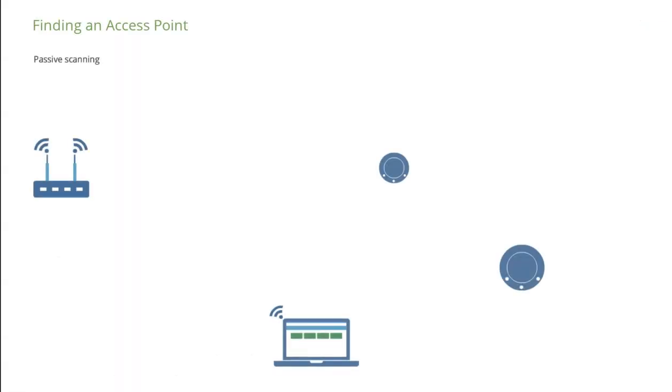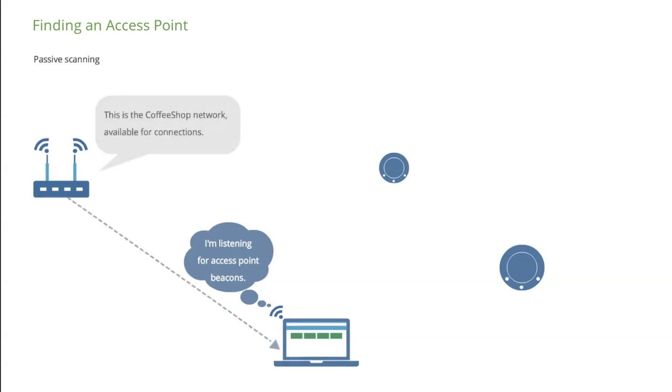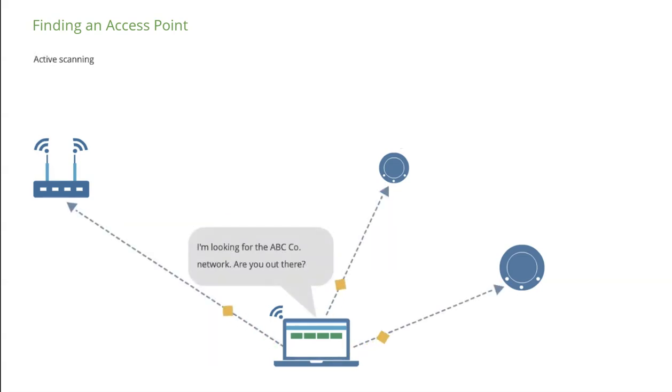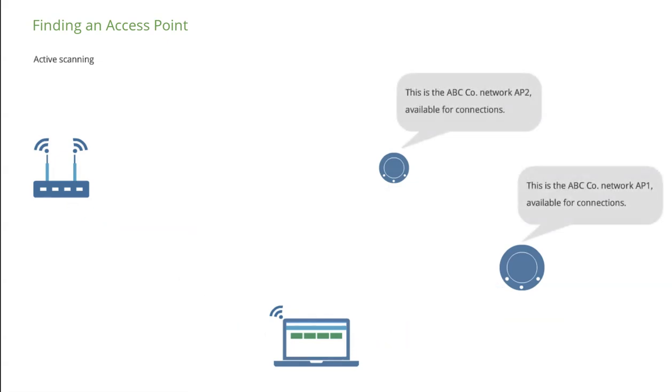Let's discuss how a client finds and associates to an access point in a WLAN. First, the client must find an access point to connect to. A client may locate an access point passively by just listening for access point beacons. Or this may occur actively by probing for a particular network. Any access point on the specified network will respond if it is available for connections. If multiple access points on the same network respond, the client will typically choose the one with the strongest signal.